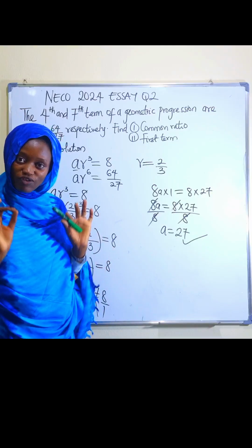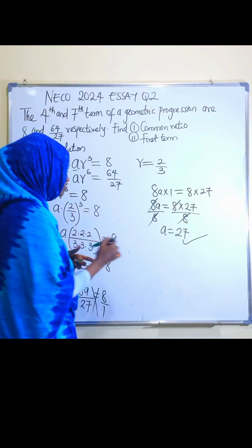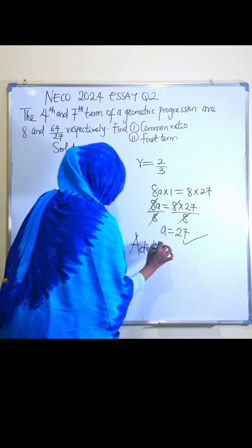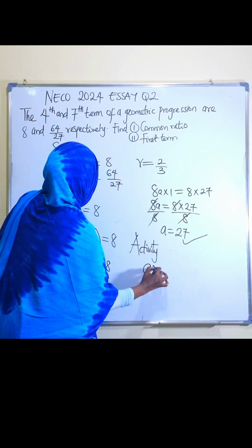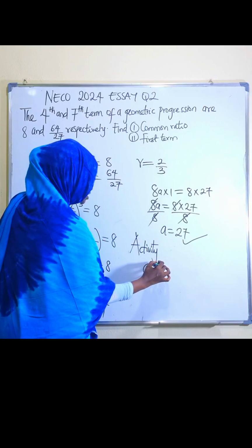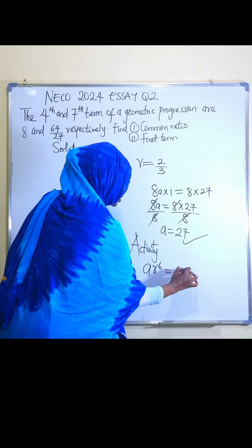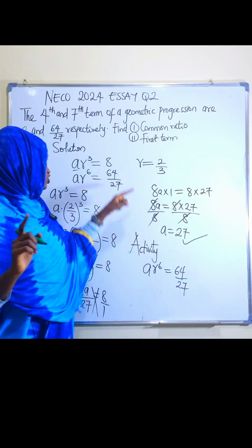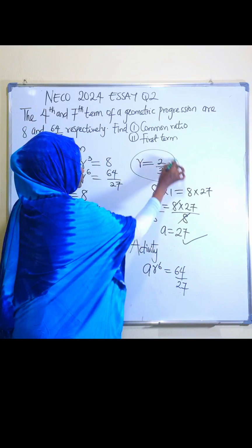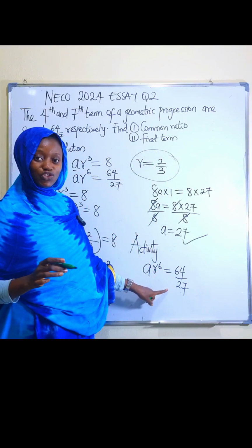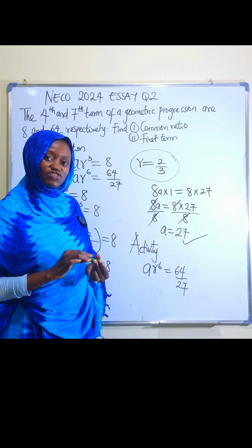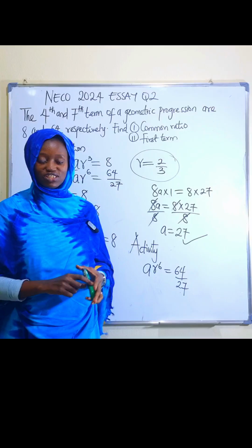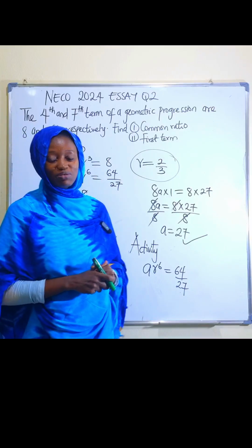So viewers, we're going to have an activity today. The activity is for us to try using the other equation, which is what? ar to the power of 6 is equal to 64 over 27. Okay, substitute the value of the common ratio r is equal to 2 over 3 into this equation, and check if you're going to have the same answer of the first term as 27. So that's our activity. Do that and drop your answer in the comment section.